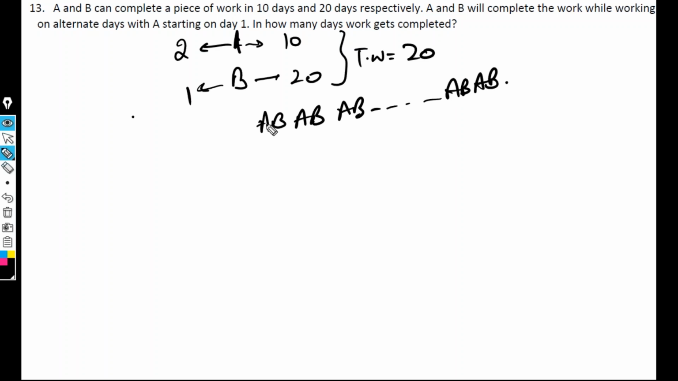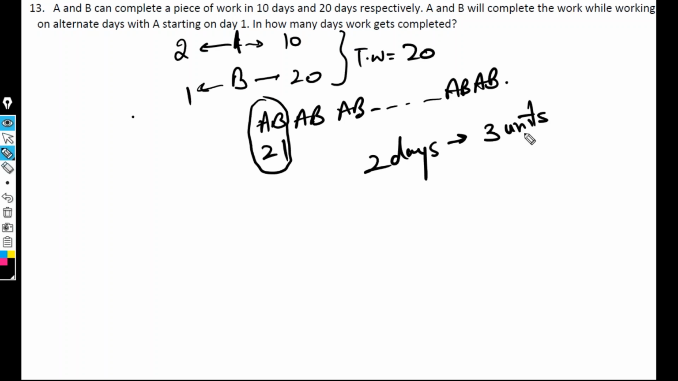we have discussed that on day 1, A will complete 2 units, B will complete 1 unit. So we have to go with the pattern. In 2 days, please keep in mind, guys, 3 units of work get done. Then I said, divide total work by 3 and multiply both sides by the quotient which you obtain. So 20 divided by 3, quotient is 6. So multiply both sides by 6. So in 12 days, 18 units of work are completed.